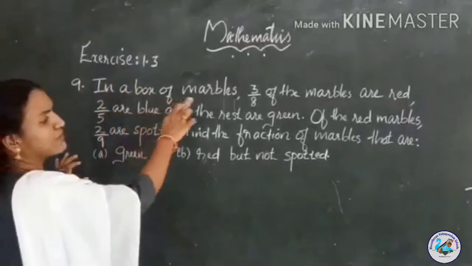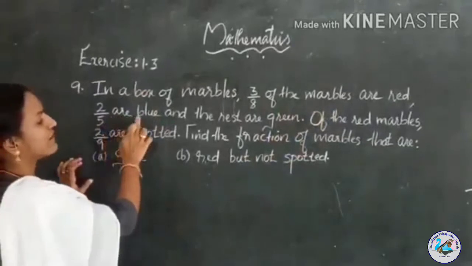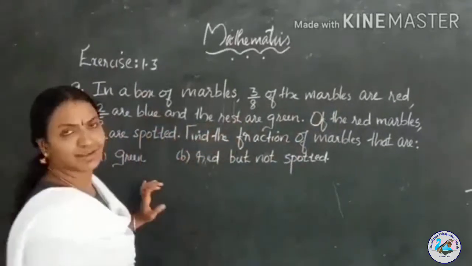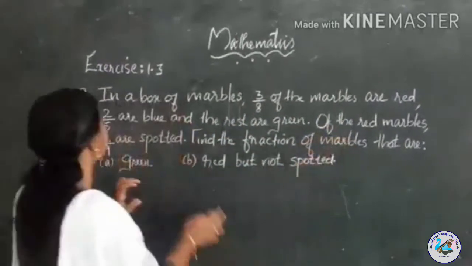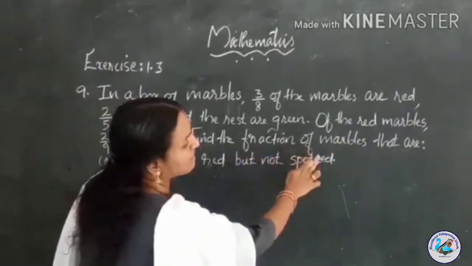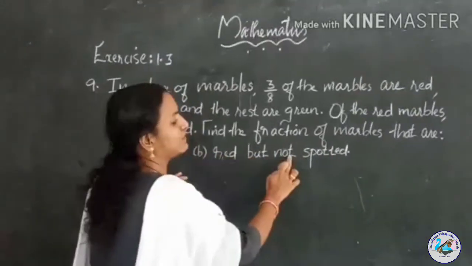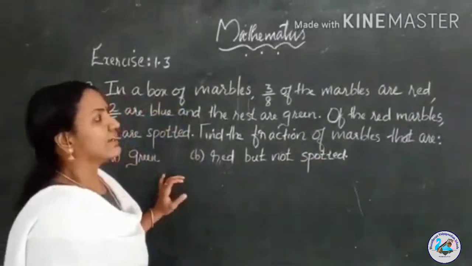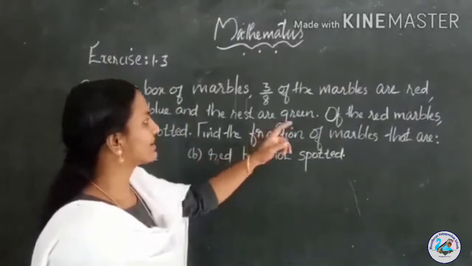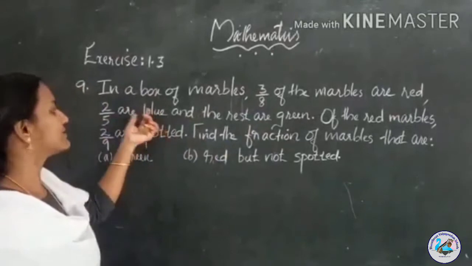In a box of marbles, 3 by 8 of the marbles are red, 2 by 5 are blue and the rest are green. Of the red marbles, 2 by 9 are spotted. Find the fraction of marbles that are green, and second, red but not spotted. Given: the fraction of marbles that are red is 3 by 8, and the fraction that are blue is 2 by 5.